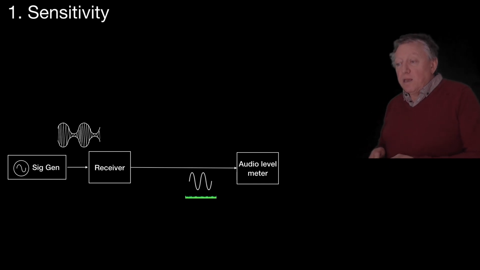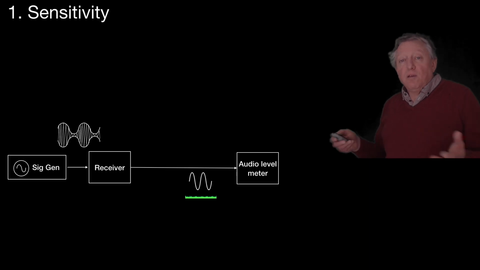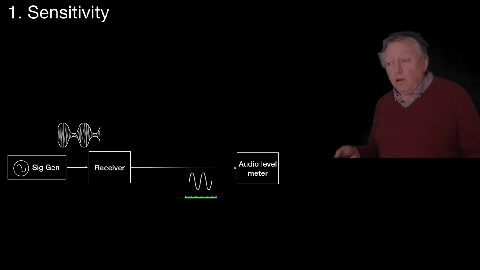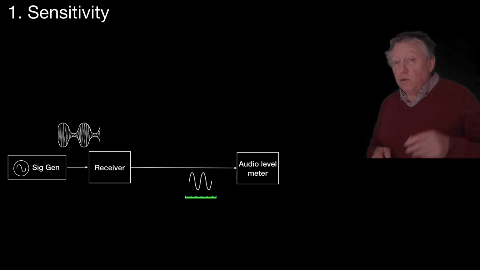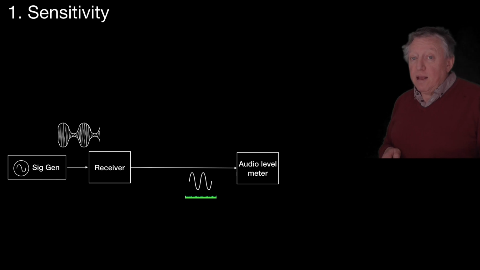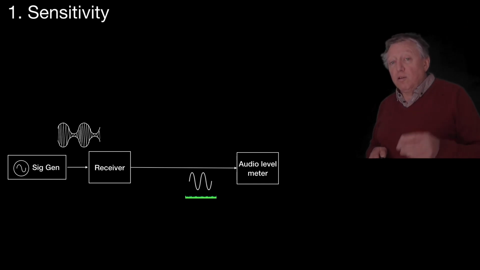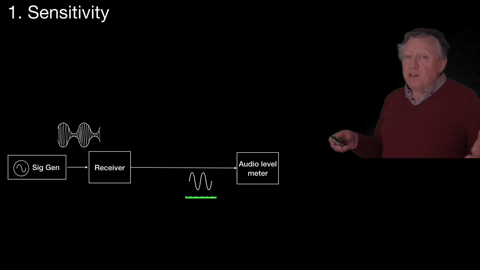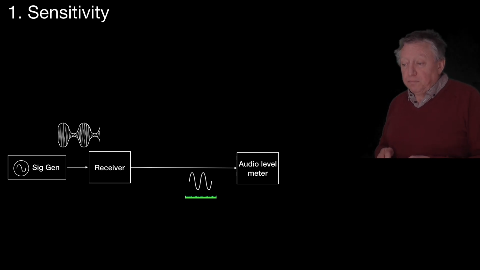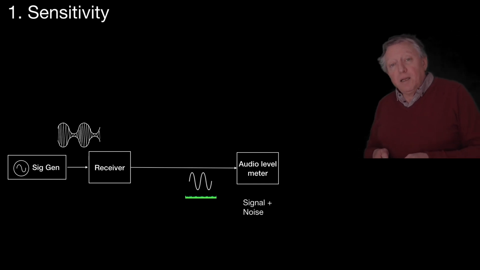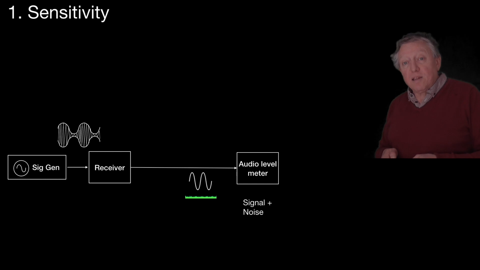So there we are. Going into the audio level meter, we would see a combination of signal and noise, and that's the noise generated by the receiver itself. That's not noise coming into the antenna port from HF signals from an aerial. That's just the noise generated by the receiver, because we've invested a lot of money in our signal generator and we consider that to be noise free. So there we are at the audio level meter. We've got the signal plus the noise.